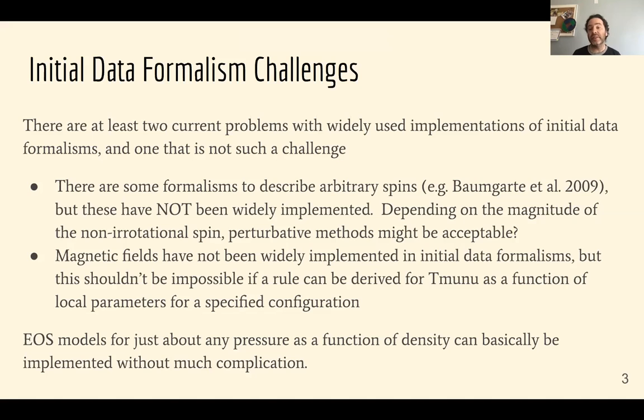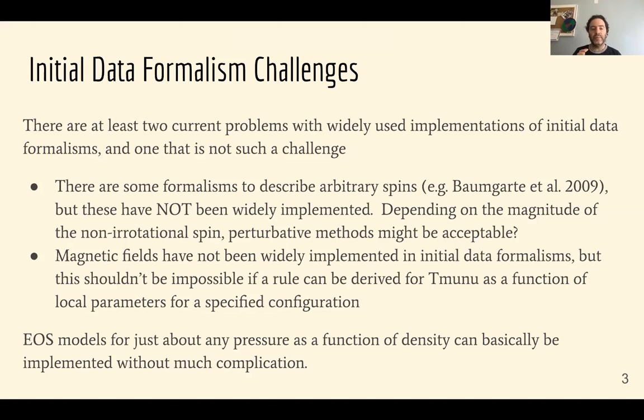The other missing piece from initial data formalisms that hasn't been widely implemented would be how to impose a magnetic field in a self-consistent way into the neutron star configurations. Again, there might be different ways to handle this problem. If the magnitude of the field was small enough so that the magnetic pressure was relatively small compared to the gas pressure throughout the main volume of the star, you could again see some kind of perturbative technique working pretty much okay, where you would simply add in a magnetic field but neglect its pressure contribution to the neutron star structure.